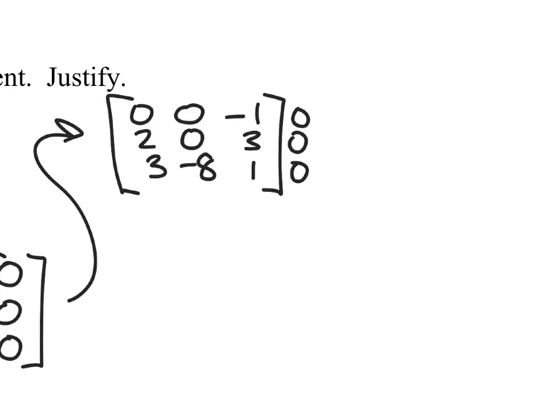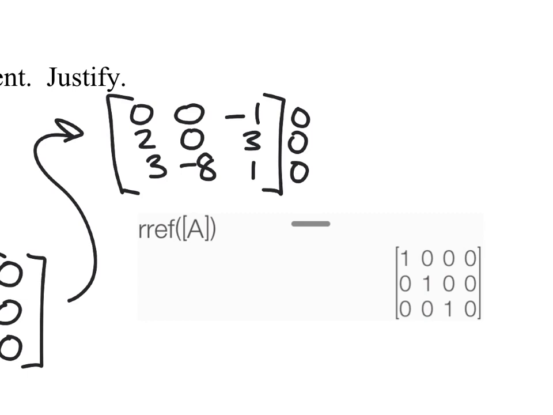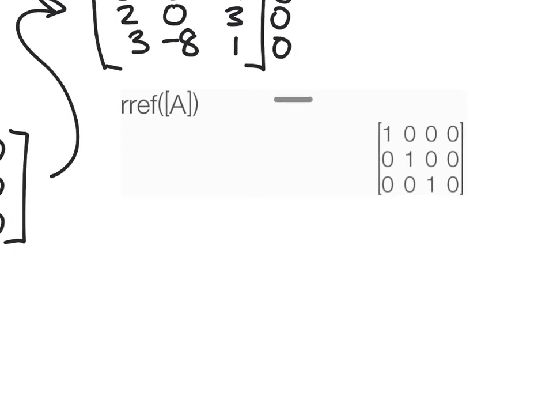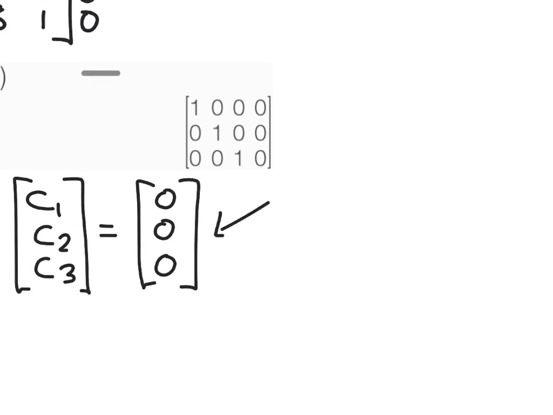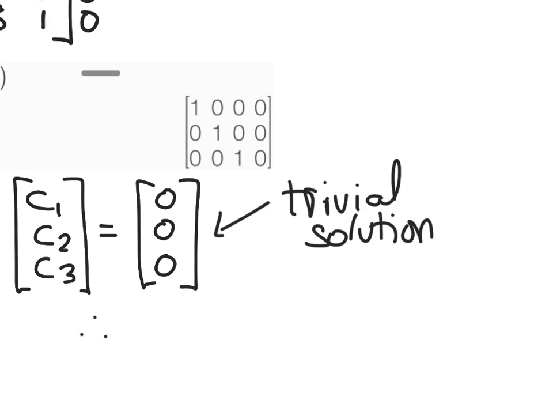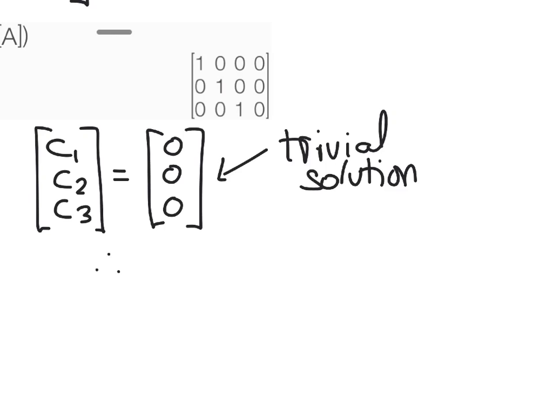It's supposed to be a gimme. Like on a test, it's supposed to be a freebie. Because from this, I get C1, 2, and 3 are equal to the 0 vector, which is the trivial solution. Therefore, the vectors are independent.